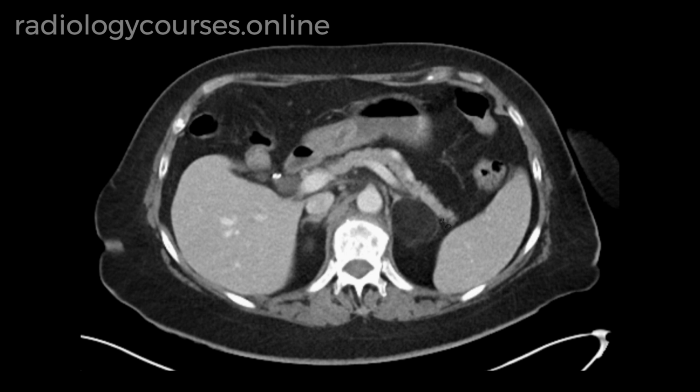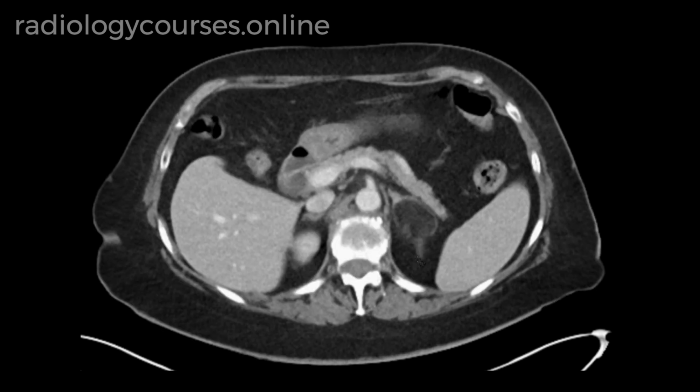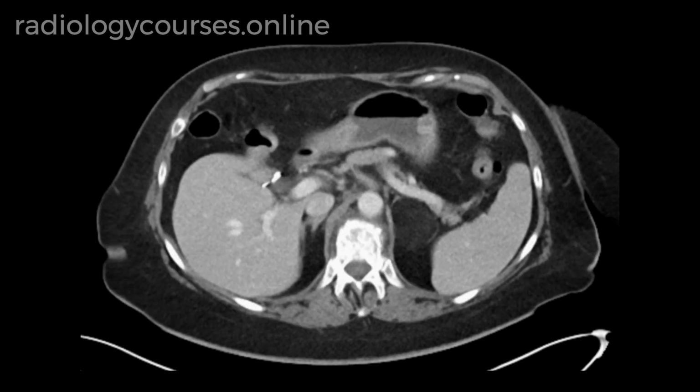So in summary, here is a nice incidental myelolipoma, which is of no clinical significance.